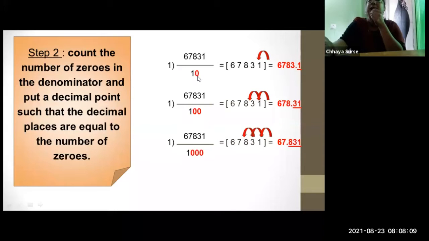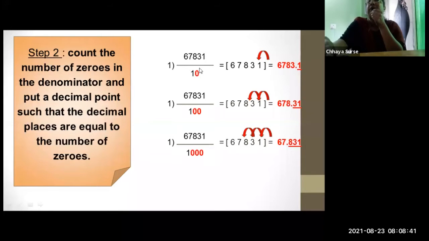So the decimal places should be according to the zeros. How many zeros are here? One zero, so the decimal place is 1. How many zeros are here? Two, so the decimal places are also 2. How many zeros are here? Three, that's why the decimal places are also 3. So the number of zeros in the denominator and the decimal places should be equal. Both will be equal. Clear?